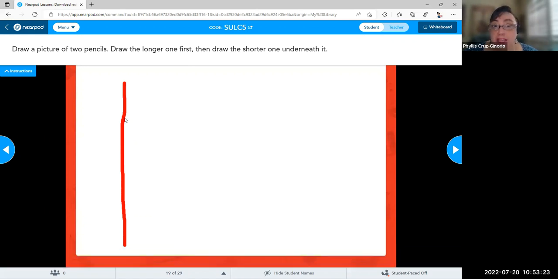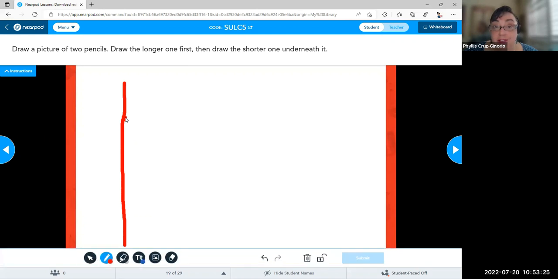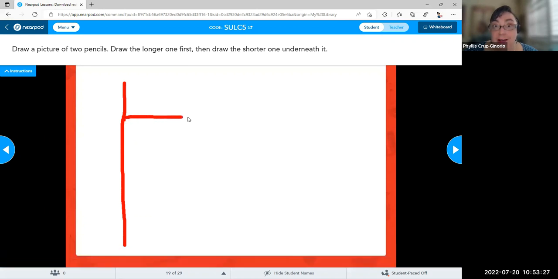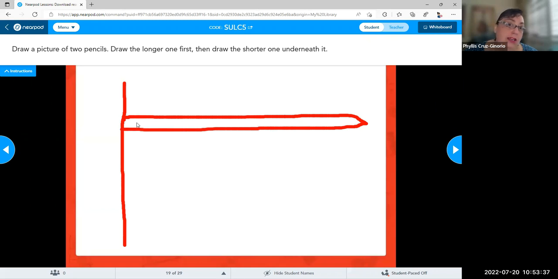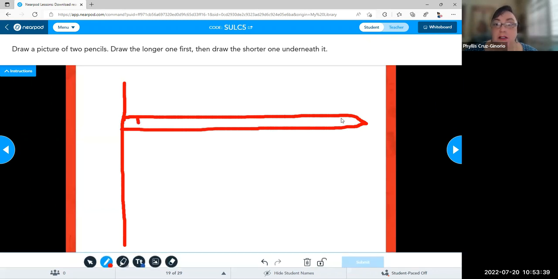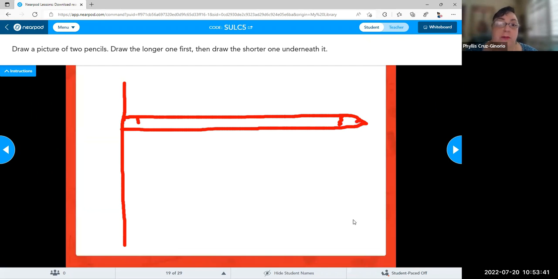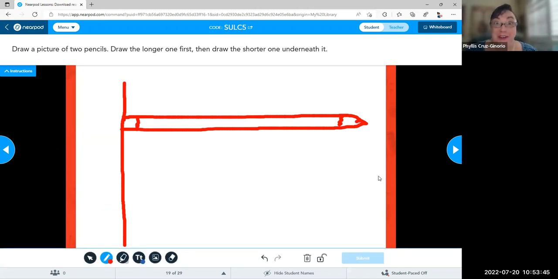Okay, so can you draw a pencil on the starting line that's nice and long? Can I? Ooh, that's a long pencil. Let's give it a little point and then carefully come back. Okay, let's give it a little eraser so it looks like a pencil. All right, here we go. I drew a long one. What'd you think? Now it says draw a shorter one underneath it.